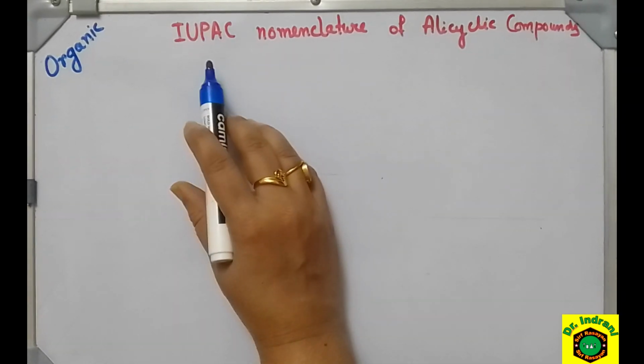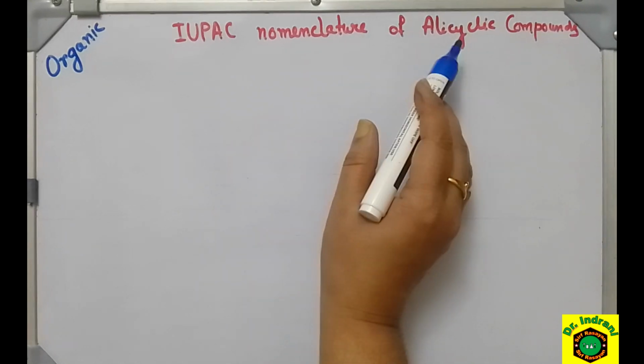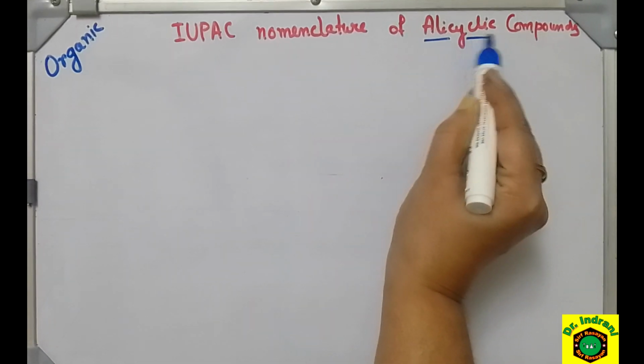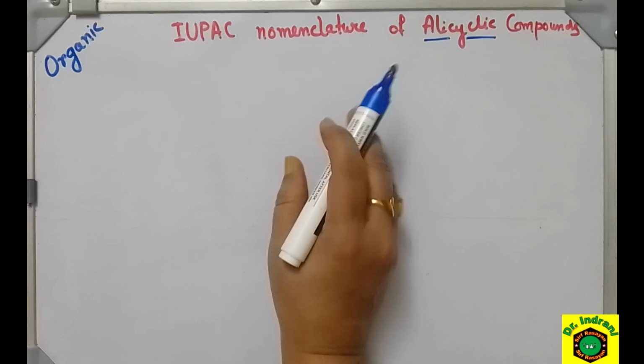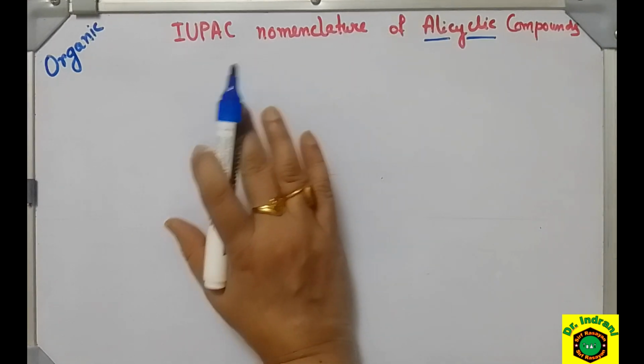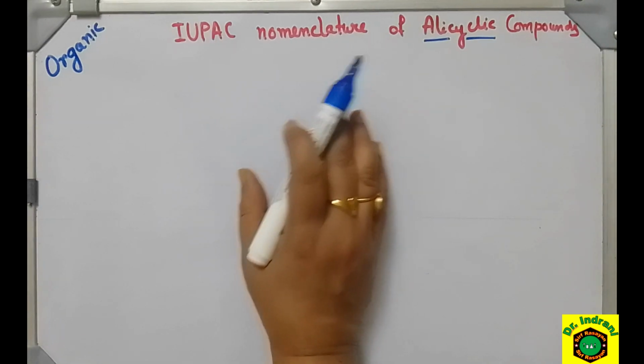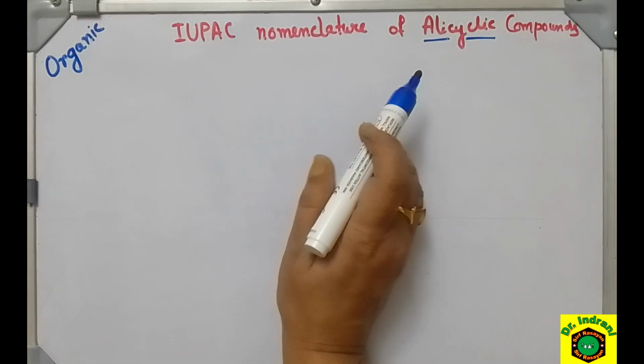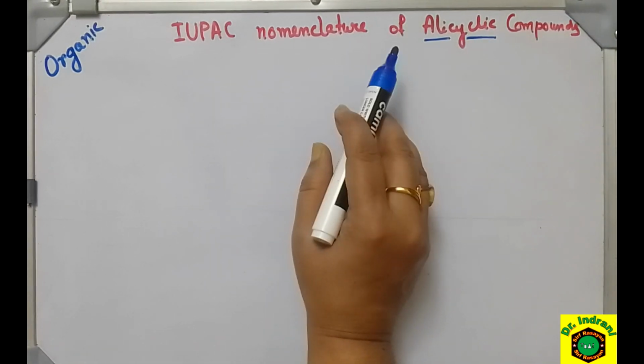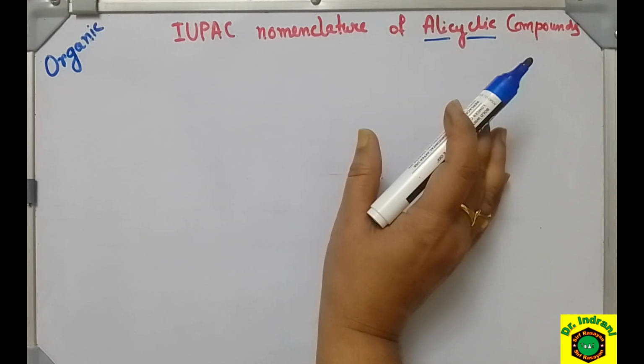Now we will do IUPAC nomenclature of alicyclic compounds. What are alicyclic compounds? These compounds have ring of 3 or more carbon atoms and have some properties similar to aliphatic compounds. So alicyclic means aliphatic plus cyclic.